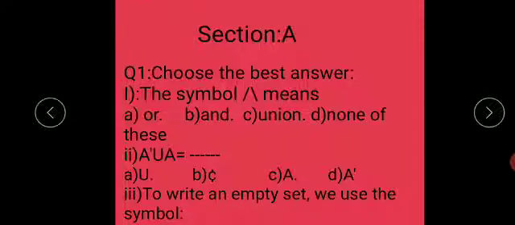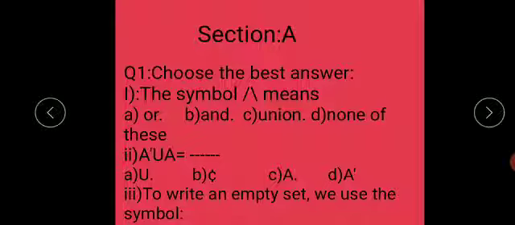Student, your assignment consists of two sections, Section A and Section B. Section A consists of multiple choice questions. Question number 1 is choose the best answer. Part 1: the symbol means or, and, union, or none of these. You have to find the correct option and take the right option.